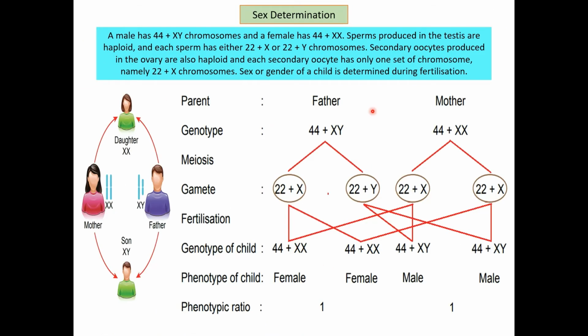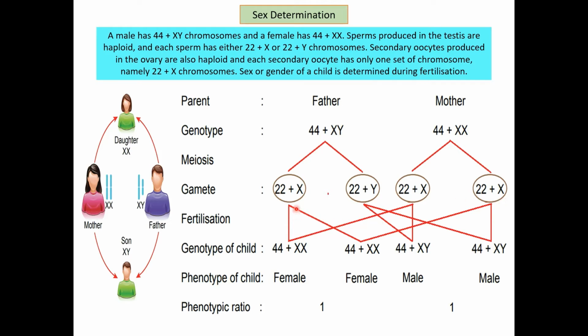Sex determination. A male has 44 plus XY chromosomes and a female has 44 plus XX chromosomes, so altogether there are 46 chromosomes. During meiosis, the number of chromosomes is reduced by half. So males have two types of gamete, 22 plus X and 22 plus Y, whereas females have only one type of gamete, 22 plus X.